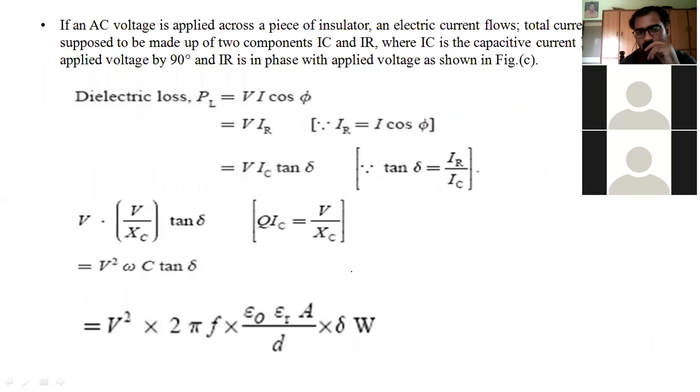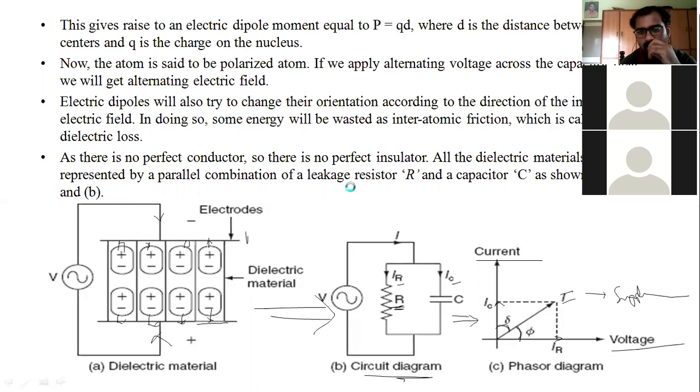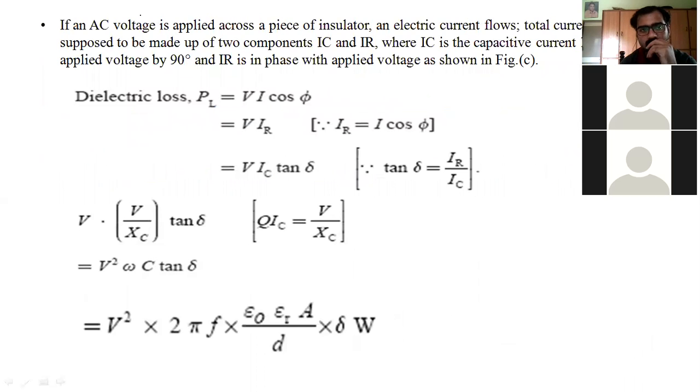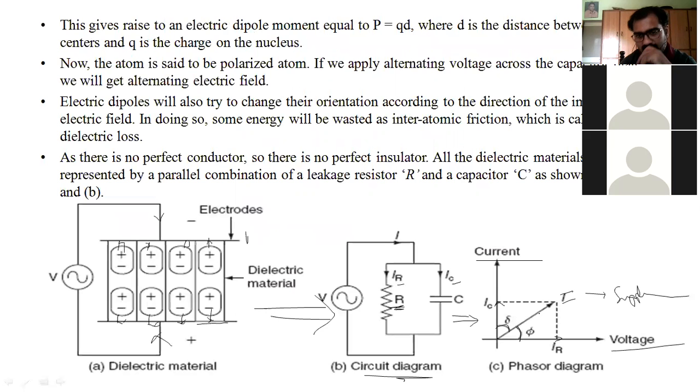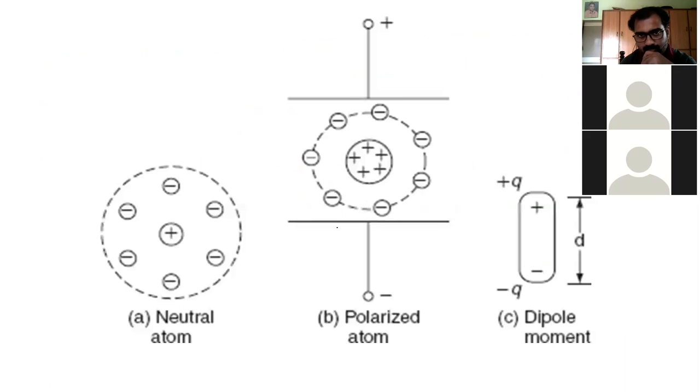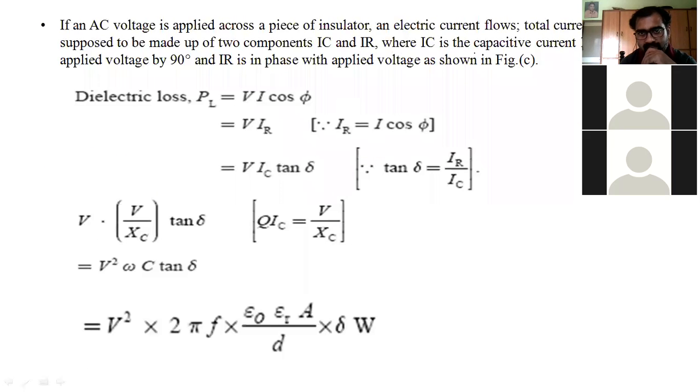So let us see the components. If the AC voltage is applied across the piece of insulator, the electric current flows. The total current I is made up of two components, that is IC and IR. When you supply this electrical current, at this point the current is divided into IR and IC, that is the leakage resistor current and the capacitor current. IC is the capacitive current leading the voltage by 90 degrees. IR is in phase with the applied voltage.